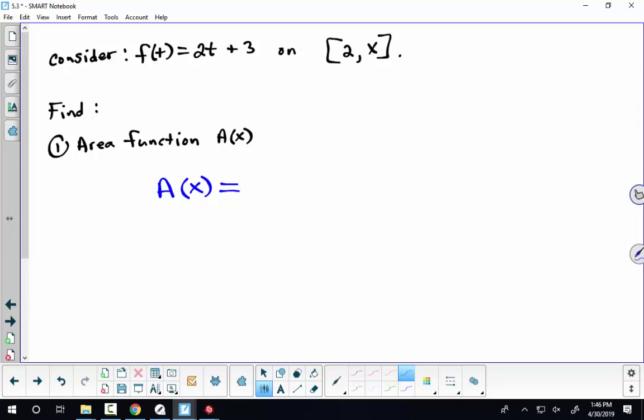So the area function says we take the integral from a to x. What's our a? 2. 2, because it's defined here on this closed interval 2 to x. 2 to x of f of t dt. F of t is given as 2t plus 3.